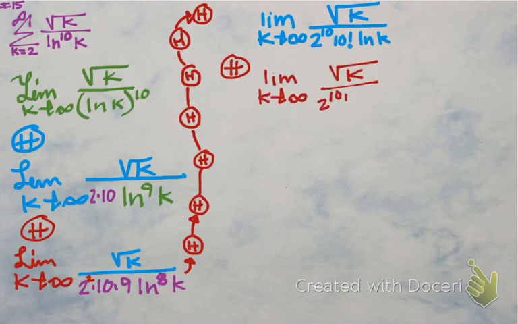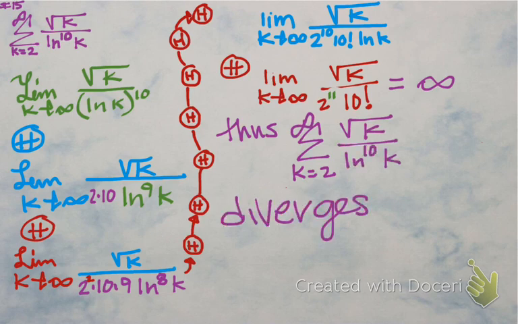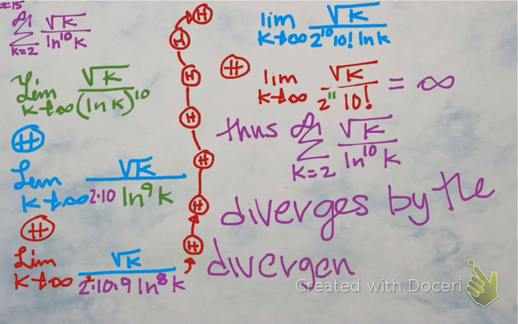Bam. Boom. That gets rid of our natural log, naturally. Our 2 increases by 1, and we take a look at that limit. It goes to infinity. Is that equal to 0? No! So, the original series diverges, but using what test? The divergence test.